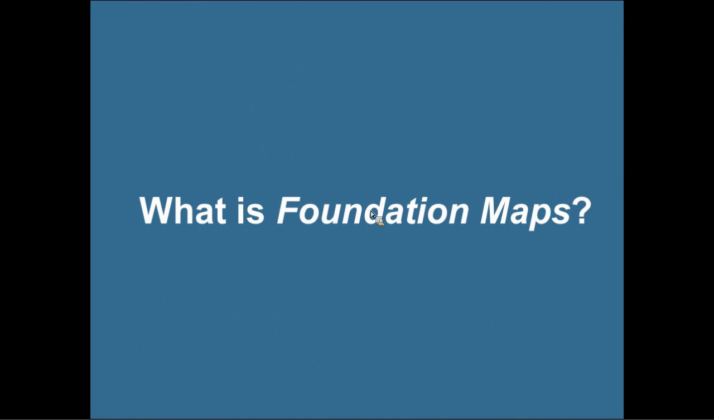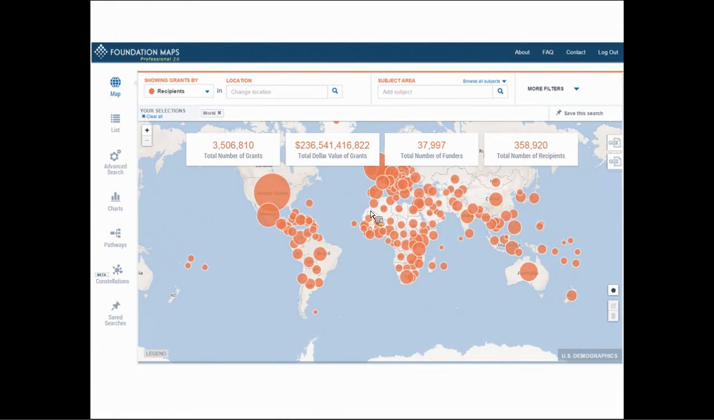So what is Foundation Maps? Foundation Maps is a data visualization platform that we built in-house here at the Foundation Center that shows the philanthropy and grant-making activity worldwide. What we're seeing here on the screen is when you first log into Foundation Maps Professional, you get the full gamut of the grants we've got in the database. There's 3.5 million grants worth $236 billion, 38,000 funders to roughly 360,000 recipients.